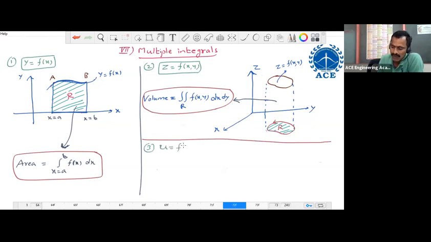U equal to f of x, y, z only. For a function of one variable, we write the single integral, also called the ordinary definite integral. This is a double integral. And for three variables, we write the triple integral only. Already we know the geometrical representation of a one variable function and a two variable function. Now we'll discuss the geometrical representation of a three variable function.